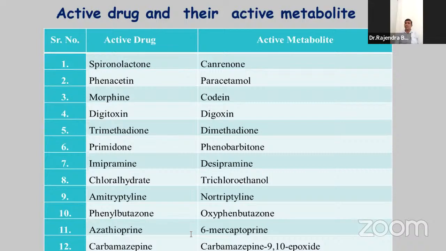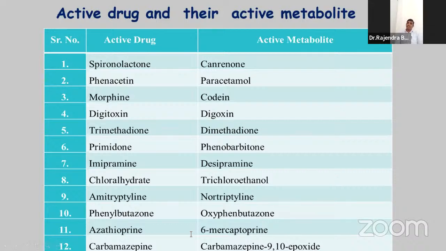Very simple structure. Which nucleus is present in the morphine? There is a phenanthrene ring. So one of the OH groups is replaced by CH3. That's why I told you morphine on methylation gives codeine. Digitoxin, digoxin, trimethadione, dimethadione, you know very well, that is the anticonvulsant. Then next is primidone, as you know, the oldest drug, phenobarbital. Then imipramine, desipramine. Imipramine is an antidepressant drug.